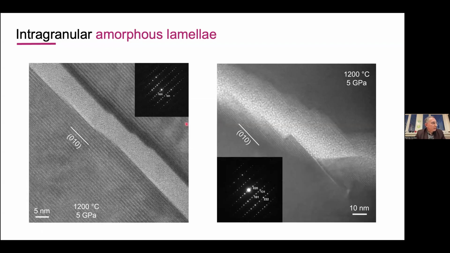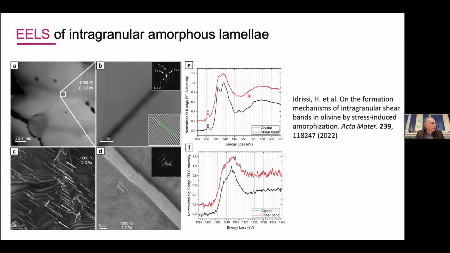Usually they are not crystallographically controlled, except when they are close to the 010 plane. Here you see that in that case, apparently the lamellae like to align along this direction. Otherwise, it's not the case. We checked also in those very thin lamellae that it was the same composition, that it was amorphous olivine. We checked that by electron energy loss spectroscopy here. So we are on the same page.